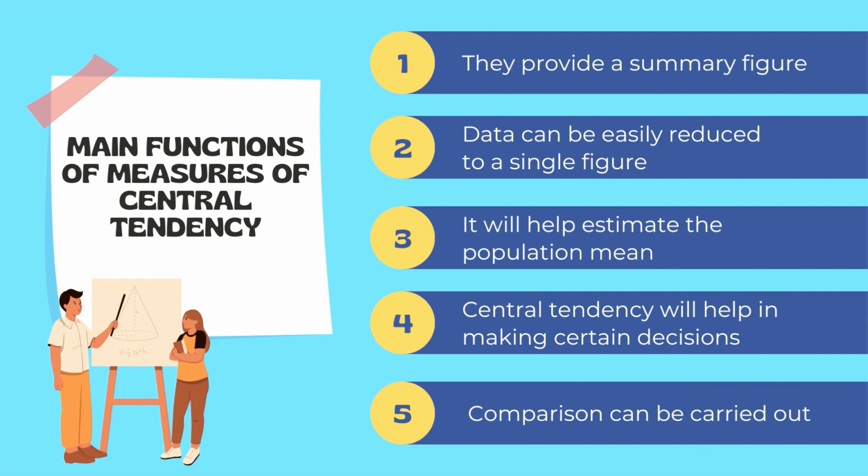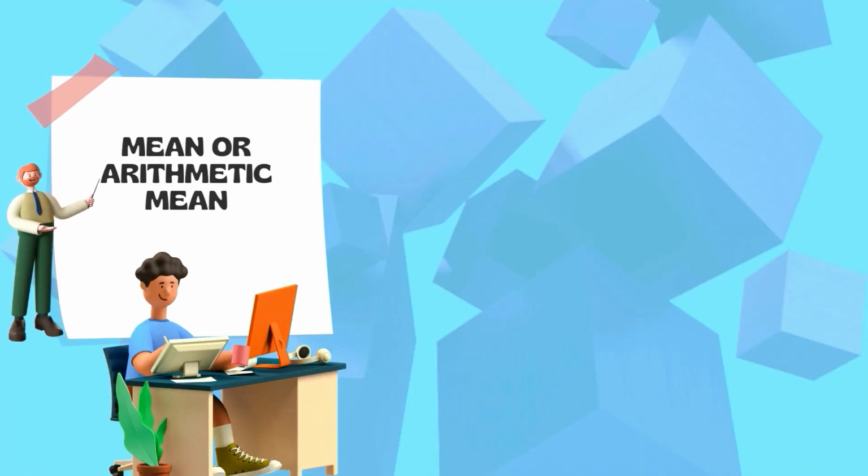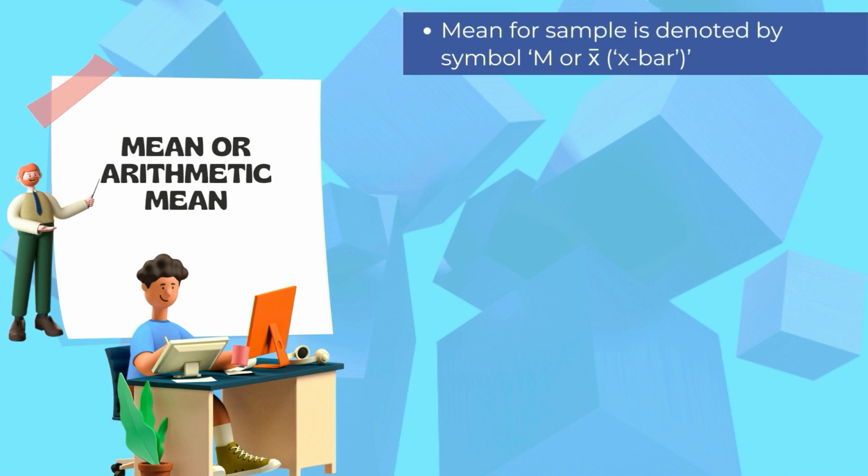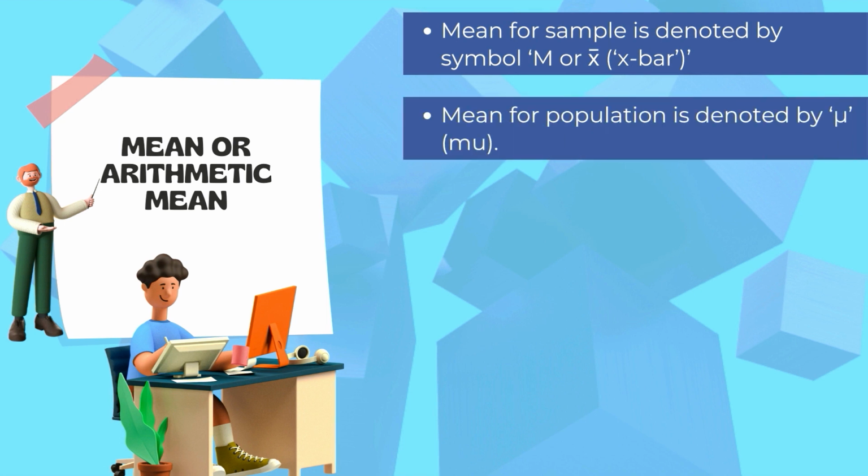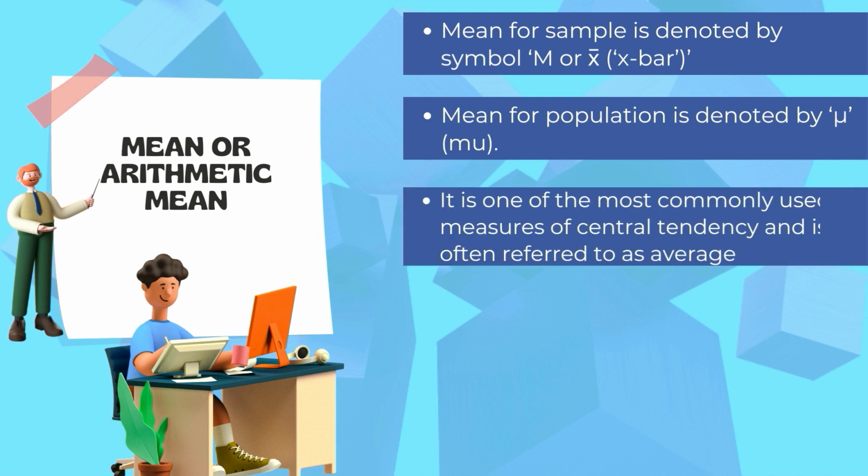So let me talk one by one about all these three central tendencies as I have discussed. One is mean, the second one is median, and the third one is mode. First of all, we will talk about mean, which is also known as arithmetic mean. The mean of the sample we indicate with the capital M, or sometimes we say capital X bar. Whereas if we have calculated the mean of the population, we use the symbol mu, which you can see in the slide as well.